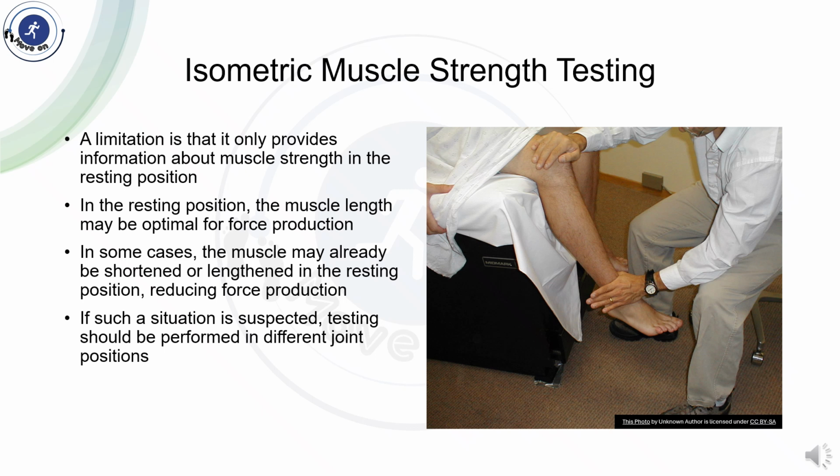One limitation of isometric muscle strength testing is that it is typically performed with the joint in its resting position, where the muscle length is often optimal for force production. As a result, muscle weakness that may be present at other muscle lengths can go undetected. Conversely, in some cases the muscle may be shortened or lengthened even in the resting position, resulting in reduced force production specifically at that position.